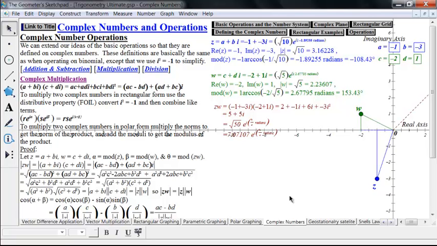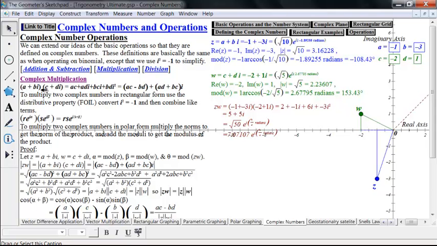And you may know this by the acronym FOIL. So we're just going to FOIL this, or multiply it out using the distributive property. And just remember to convert i squared to -1 and combine like terms. This is exactly the same process that we use for multiplying two-digit natural numbers, and it's also the same process we use for multiplying binomials. So this is really nothing new here.